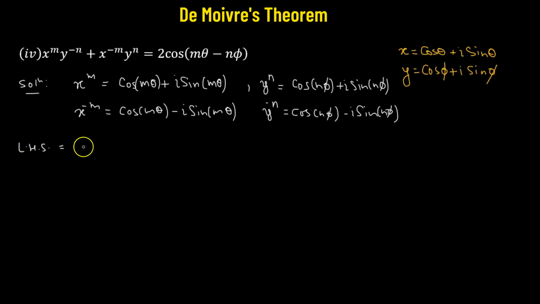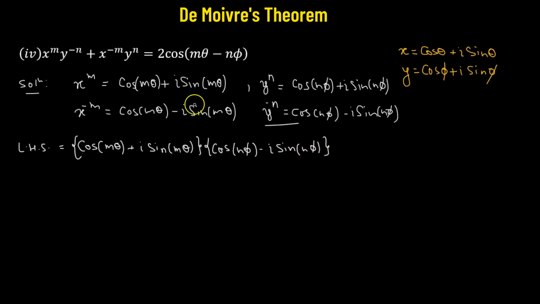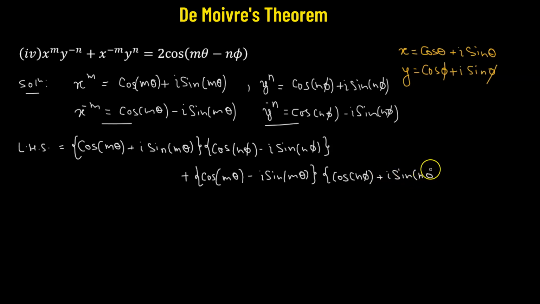So here we have x raised to the power of m. So this is cosine of m theta added to iota times sine of m theta. This will get multiplied to y raised to the power of negative n. So we have here cosine of n phi minus iota times sine of n phi. Then this will be added to x raised to the power of negative m. So here we have cosine of m theta plus negative iota times sine m theta. This will be multiplied to y raised to the power of positive n. So that's simply cosine of n phi plus iota times sine n phi.